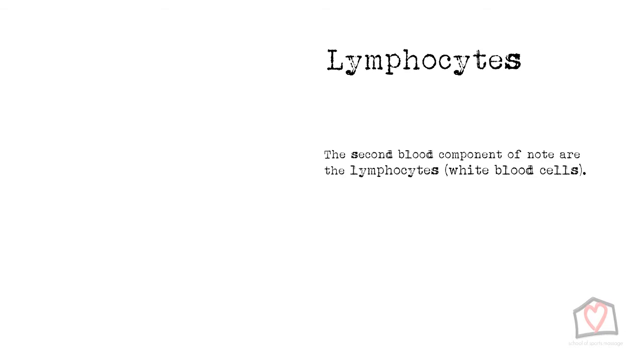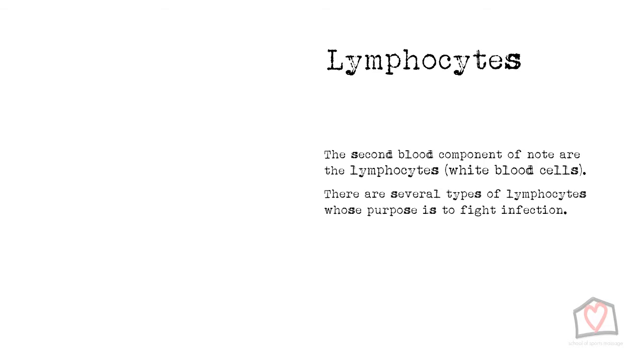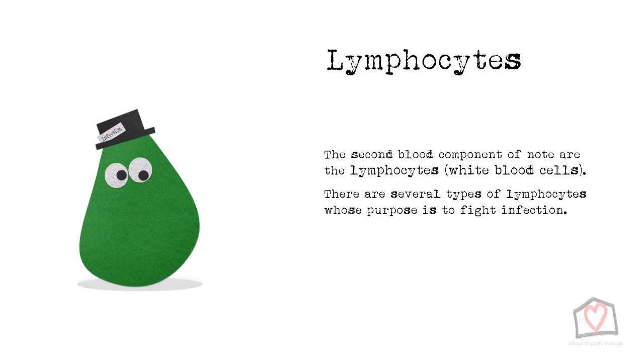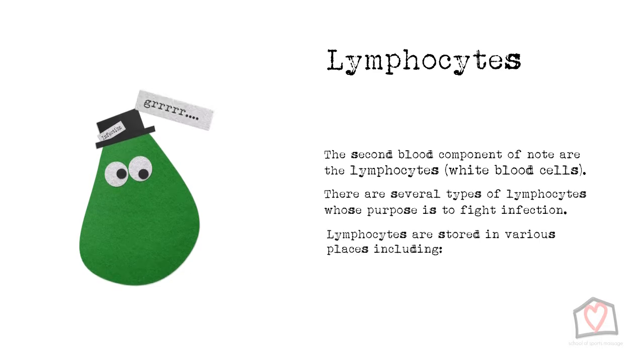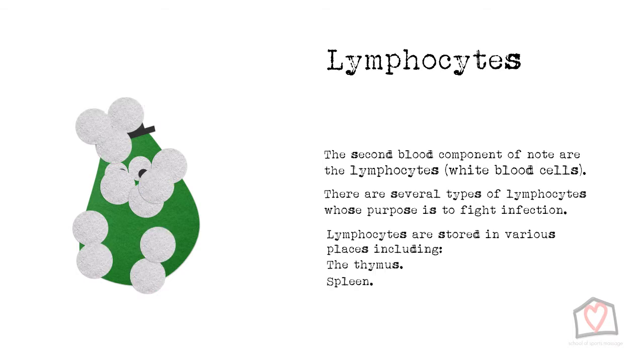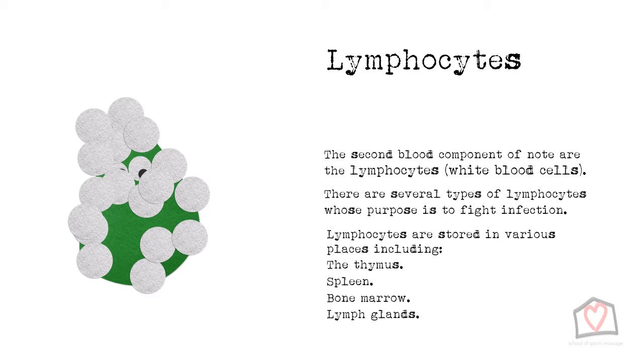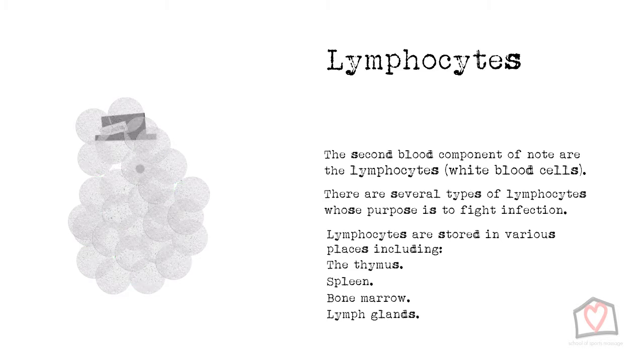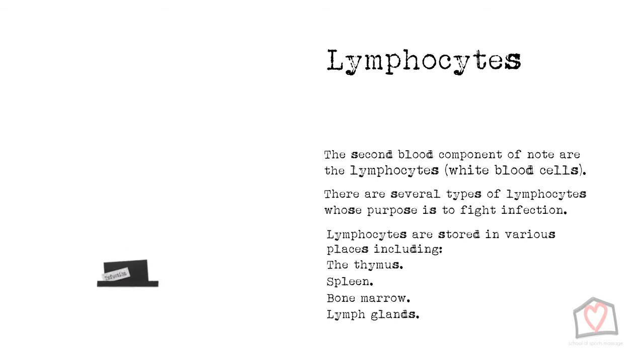The second blood component of note are the lymphocytes, or white blood cells. There are several types of these that function in a slightly different way. However, in essence, their function is to fight infection. They are produced and stored in various places throughout the body, including the thymus, spleen, bone marrow and lymph glands, ready to be released into the blood and transported to the site of infection once said infection is detected by the helper cells.